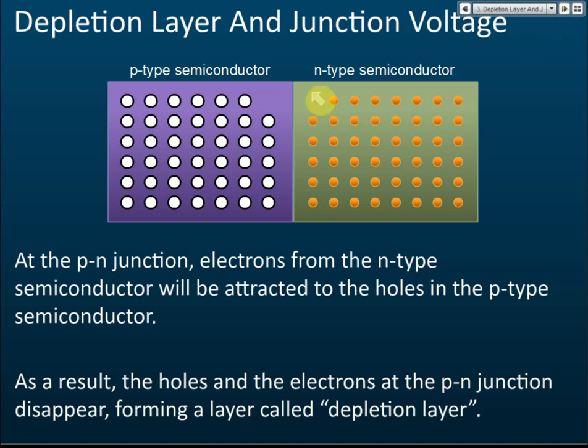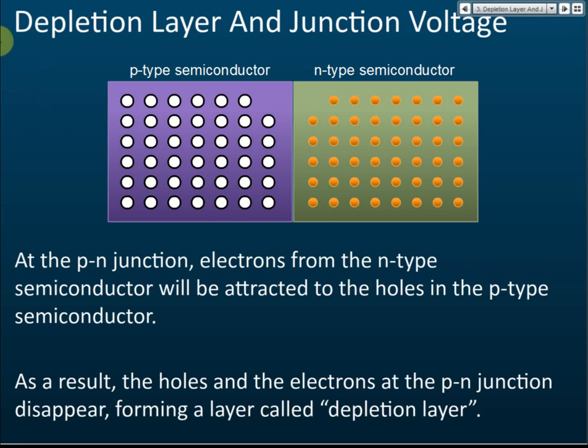So you see, the electrons go into the holes. Now when the electrons go into the hole, the hole will disappear, because a hole is just a place that can be filled with electrons, but there's no electron there. But if an electron goes into the hole, then the hole will disappear. The hole attracts the electrons from the N-type semiconductor, recombination occurs, and the hole disappears and the electron disappears.